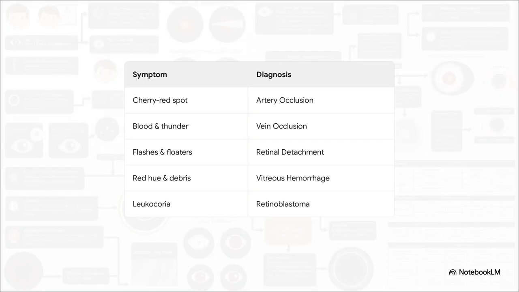Lock these connections in. Sudden painless loss with a cherry red spot? That means artery occlusion. Blurred vision with a blood and thunder fundus? Vein occlusion. Flashes, floaters, and a progressive curtain? Detachment. Sudden hazy vision in a diabetic with a dark red glow and debris? Vitreous hemorrhage. And in pediatrics, leukocoria demands an immediate fundoscopic exam to rule out the life-threatening retinoblastoma.